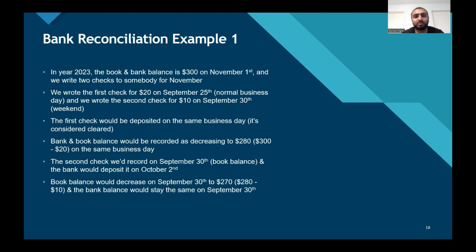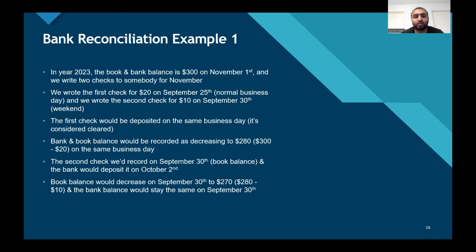So the first check would be deposited on the same business day. It's considered cleared because it's on a normal business day, so everything can get done faster since the bank is open for business. So the bank and the book balance would be recorded as decreasing to $280, right? Since the first check is for $20, we subtract the 20 from the 300 balance that was in the beginning of November. And that would make it 280 for both the book and the bank balance.